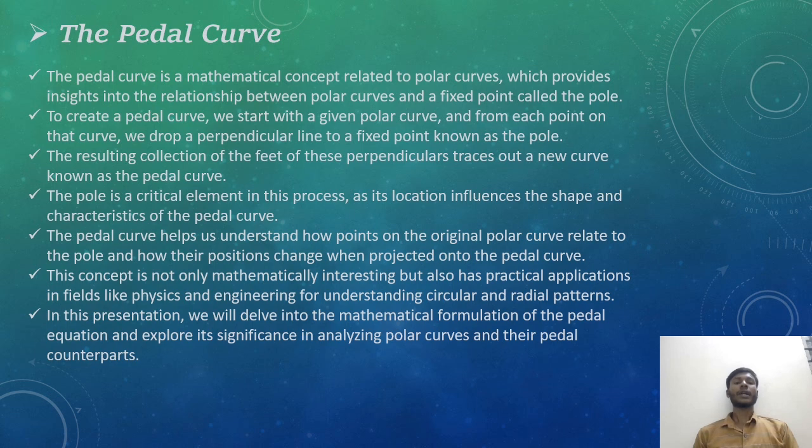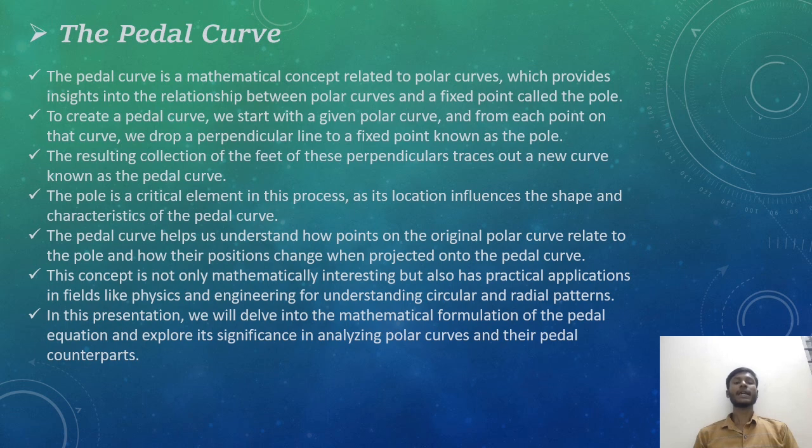To create a pedal curve, we start with a given polar curve. From each point on the curve, we drop a perpendicular line to a fixed point known as the pole. The resulting collection of the feet of these perpendiculars traces out a new curve known as the pedal curve.